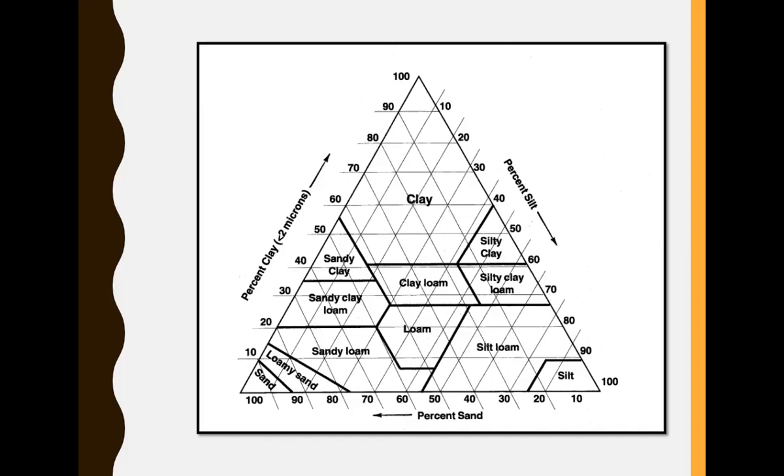So 20% clay, so we're going to find our clay, and we're going to go across. We're going to find 40% silt. So now we're coming down. Those are terrible lines. And last, we are going to do 40% sand. So now we are going to come up. Okay, so this might look just a little bit different on your paper.